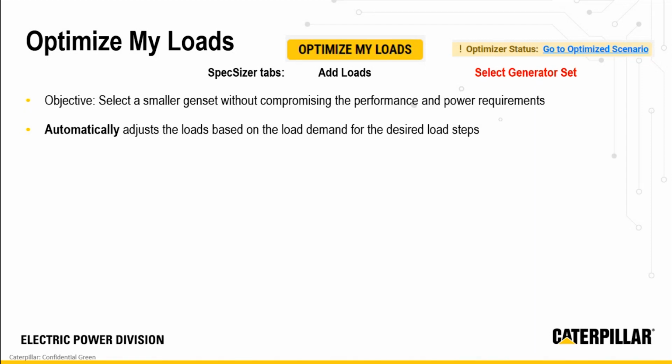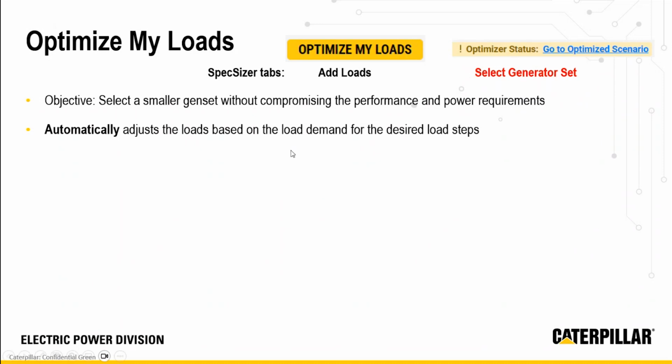At the same time, we have to meet the requirements. So we have a tool called Optimize My Loads, which is available in two places. One is in Add Loads, and the other one is in Select Generator Set. Both do the same function, but I will be going through only Optimize My Loads in Add Loads. The next speaker, Pooja, will be looking at Optimize Scenario in Select Generator Set.